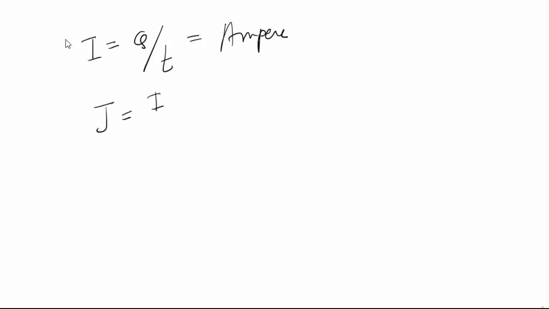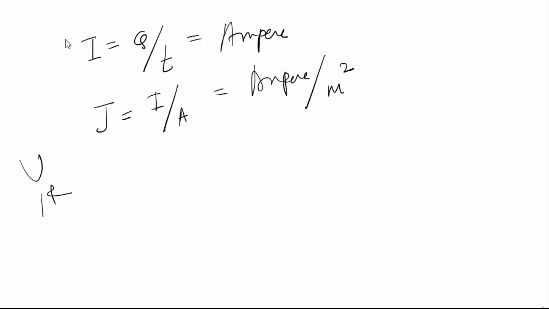So what we saw in this lecture was we defined the current mathematically as Q divided by time, and the unit as ampere. Then we defined the current density as I divided by A, and the unit as ampere per meter square. Then we saw Ohm's law, which can be easily remembered this way: in any circuit, voltage and current have a direct relationship given by V equals IR. This is known as Ohm's law, and we found out the resistance of the circuit.